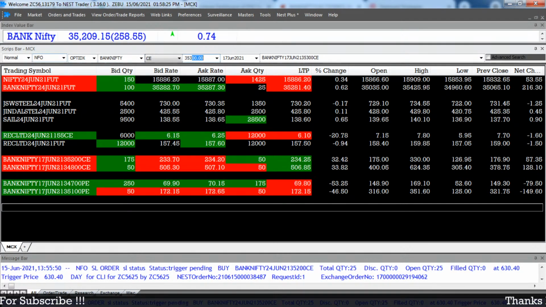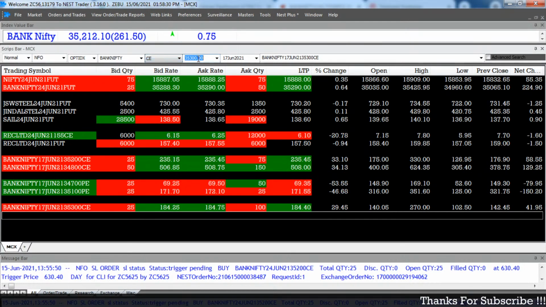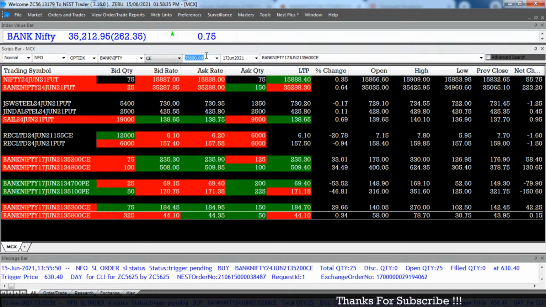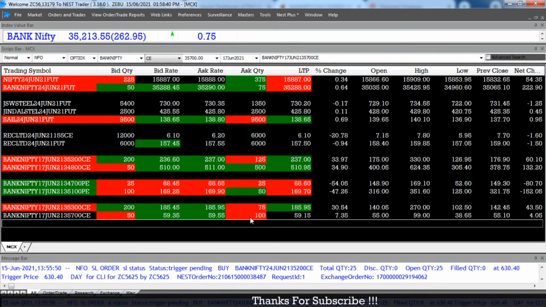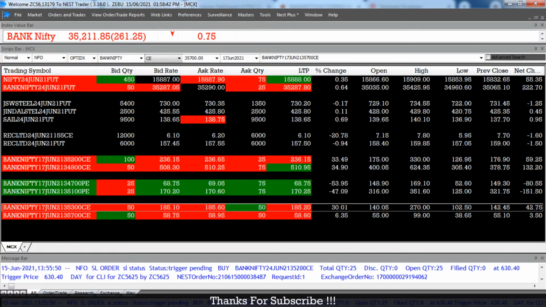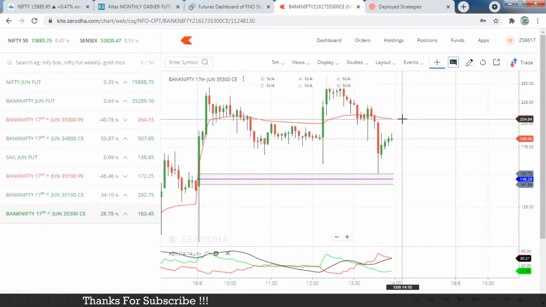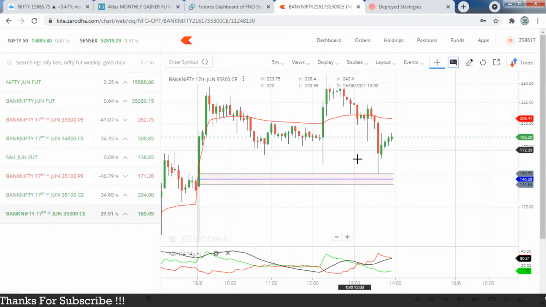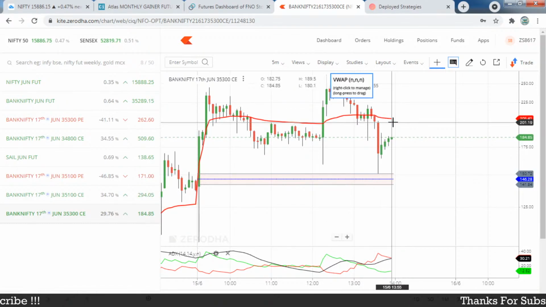We are planning to sell the 35,300 call option, trading at 183. We would buy the 35,800, trading at 44, which isn't giving big support, and the 35,700 is at 59. If I am going to sell this option, I'm expecting 205 to be my sell level. Whenever it reaches 205, I'm going to sell, instead of thinking that the option will go down. I'm going to sell around 205.